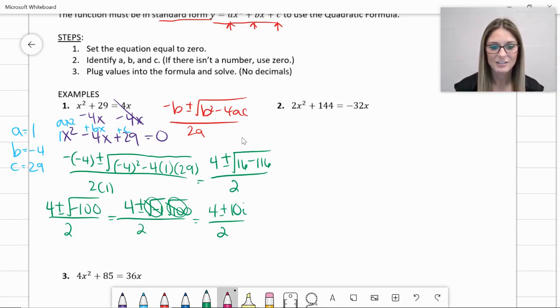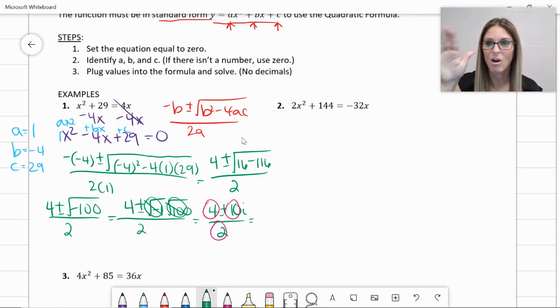The last thing you need to check for and complete is if you can simplify these 3 numbers, you must. You are required. So 4, 10, and 2, if you can simplify them, they all can be divided by 2. Let me add that on our notes. I'm going to divide all of these by 2 so that our final answer is 2 plus or minus 5i. I don't need to show it divided by 1, so I'm just going to leave that 2 plus or minus 5i.